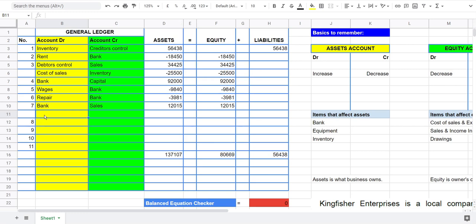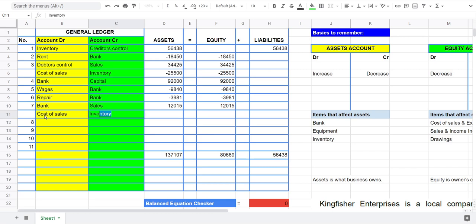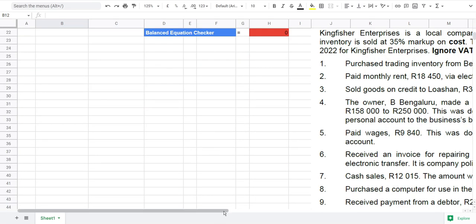All right, so we'll debit cost of sales, and then we'll credit inventory. So we'll have there minus 8,900. You'll see the balanced equation checker there just moved. Then we'll have again minus 8,900. The balanced equation checker is back to 0. So everything we've done so far is correct.